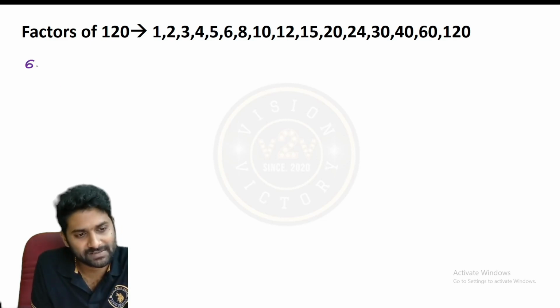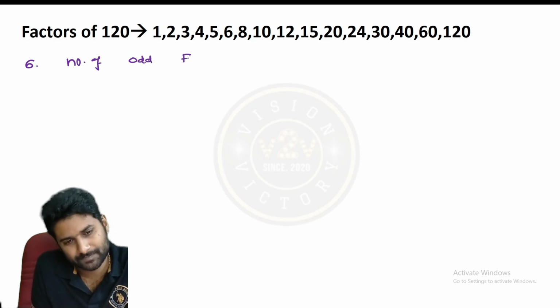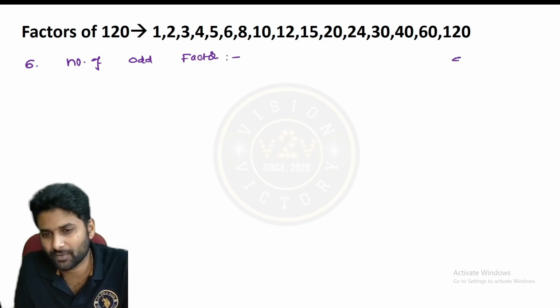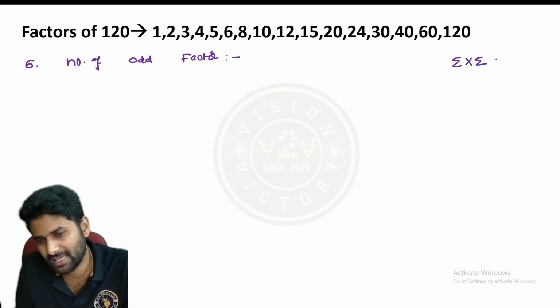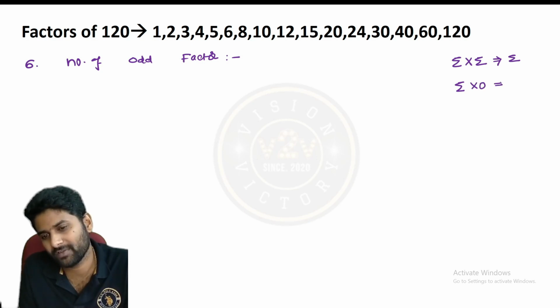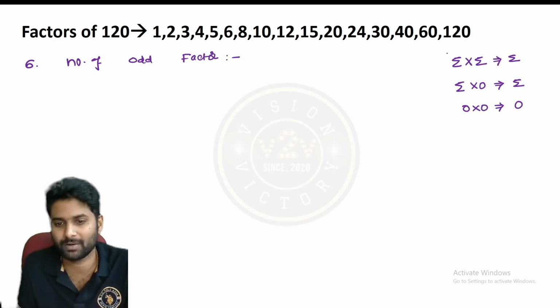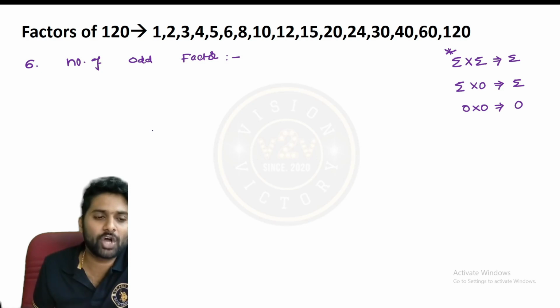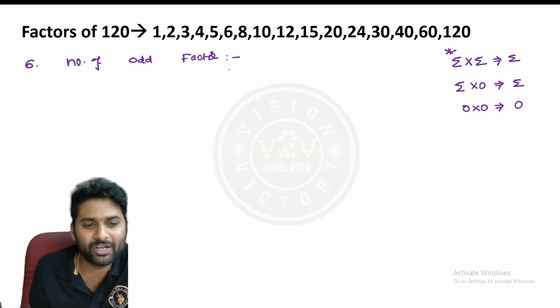Question number 6. Now the question: number of odd factors. Guys, just know this information. If even is multiplied with even, the resultant must be even. If even is multiplied with odd, still the resultant is even. If odd is multiplied with odd, then the resultant must be odd. So remember this particular point. Now here the question: how many odd factors are there?